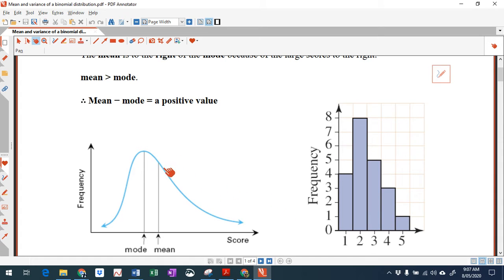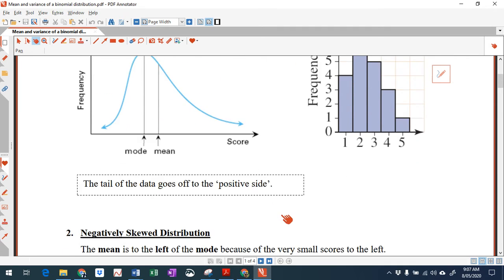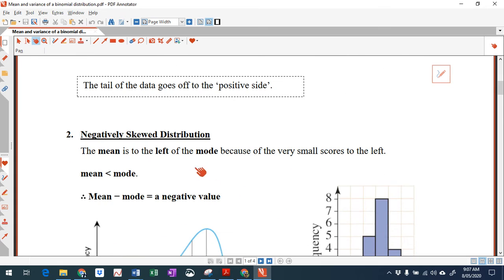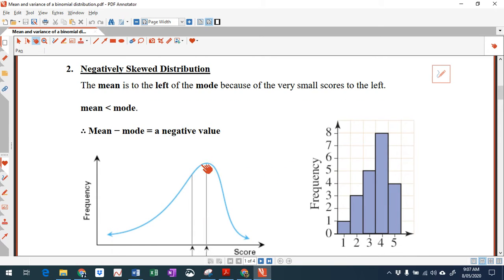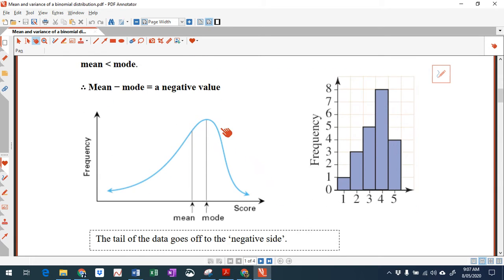Okay, so here are two examples of positively skewed distributions. You can see the peak is to the left and the tail is to the right. I always think of the tail as pointing towards the positive end of the number line. Negatively skewed distribution: the mean is to the left of the mode because of the very small scores to the left. So you can see here that negatively skewed, the tail goes off to the left. The bump is to the right. Here are two examples of negatively skewed distributions. I like to think of negatively skewed as the tail pointing to the negative end of the number line.